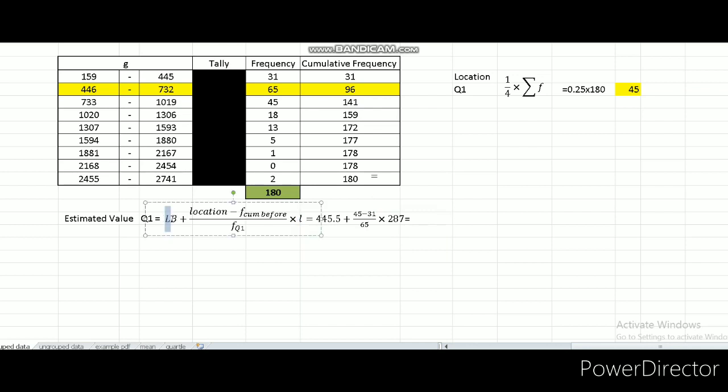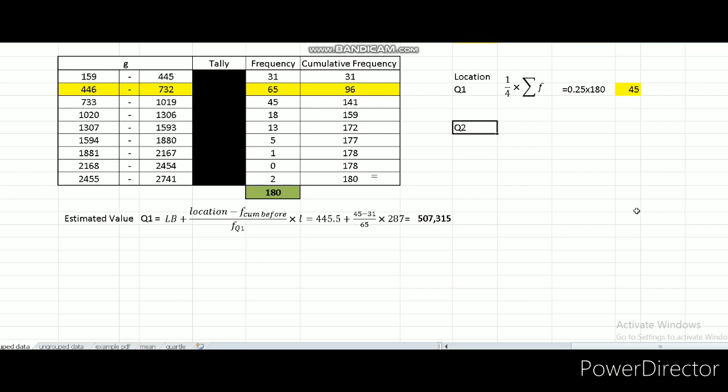So the lower border, don't forget, it will be 446 minus 0.5. It works the same as we discussed before with the median. Okay, so let's put all of this, and then you will find that the value of the 45th data, your first quartile, is 507.315. It is around here, right? Okay, so we're done with the first quartile.